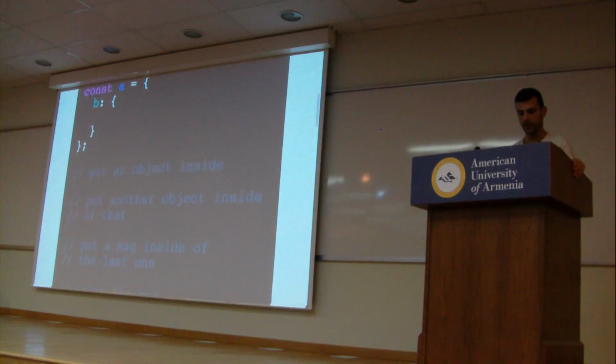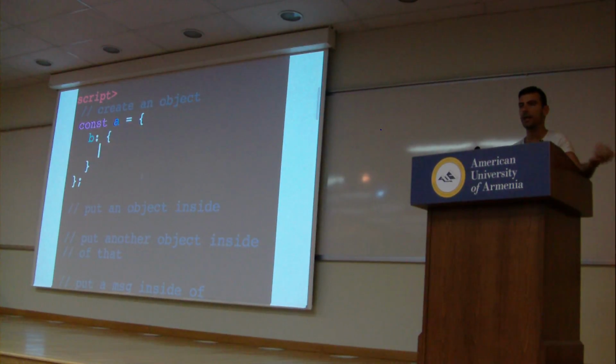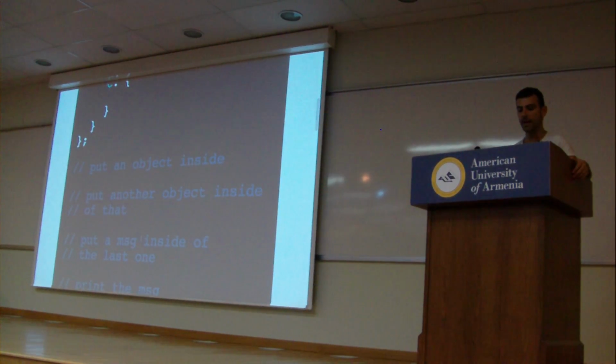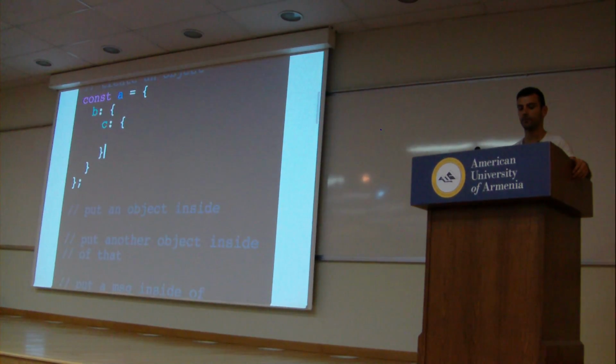What's the next thing? Put a message inside of the last one, the last object that I made. What's the last object I made? Another object inside. Wait, it's the same. Put another object inside. Oh, sorry, I missed this one. Okay, yeah. So we put another object inside. Then we put a message inside of the last one. Right, message, comma, string, quote, check out, quote. Fine. Doesn't matter. Okay, cool.